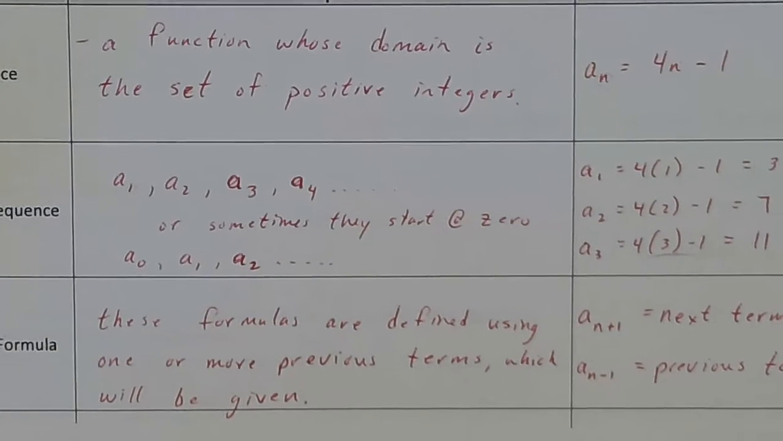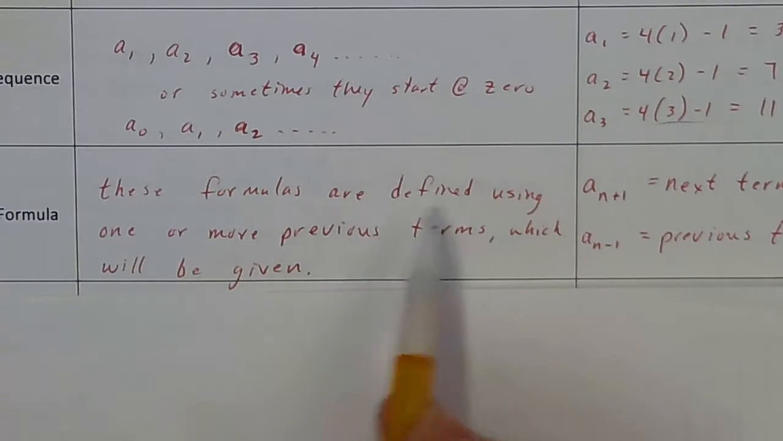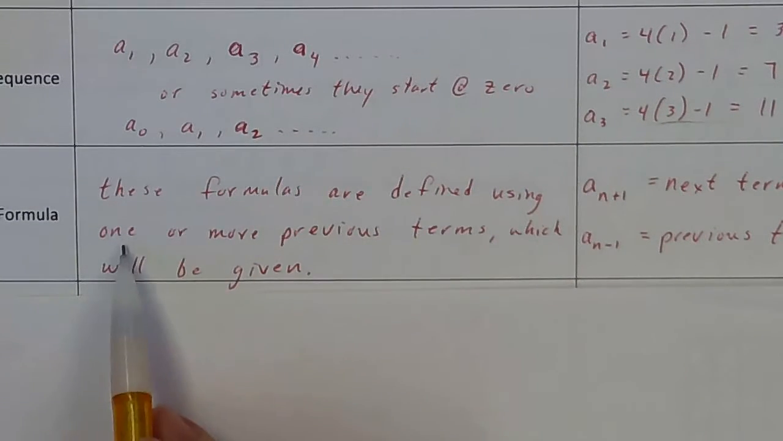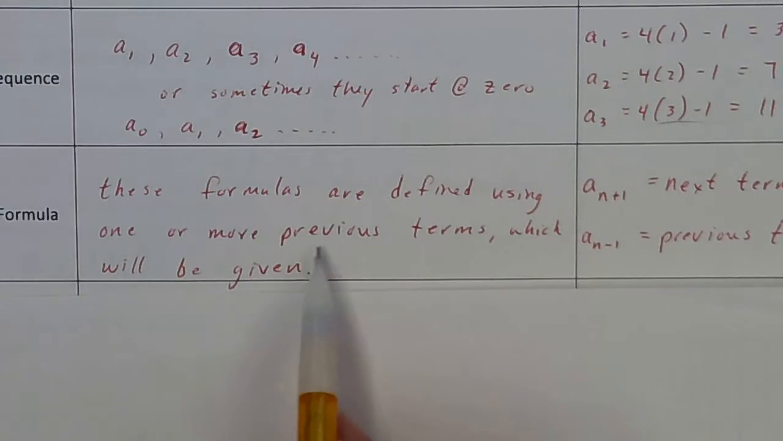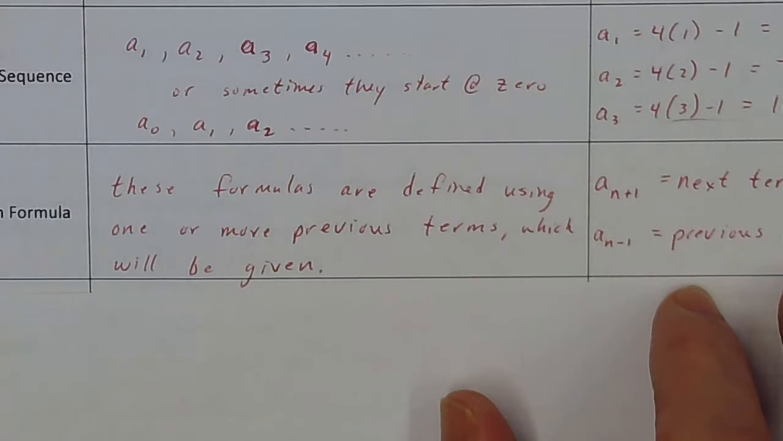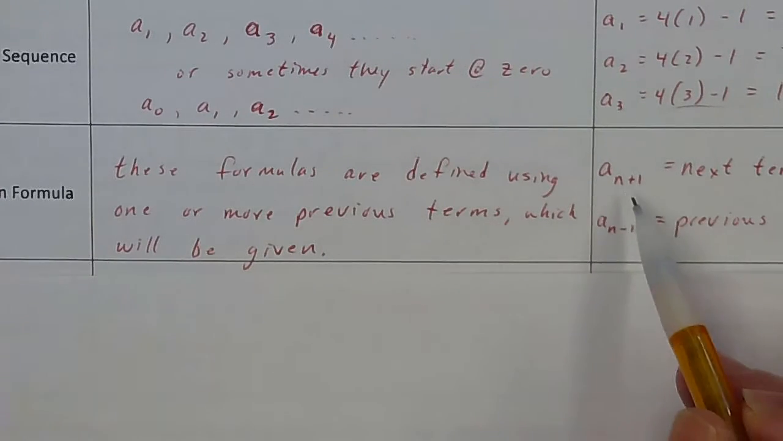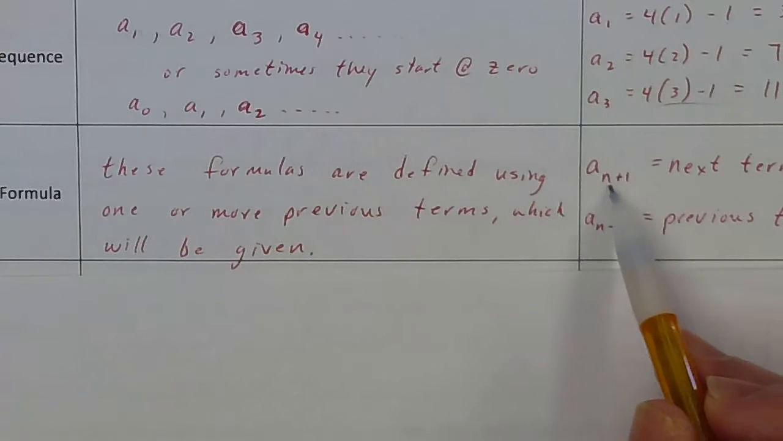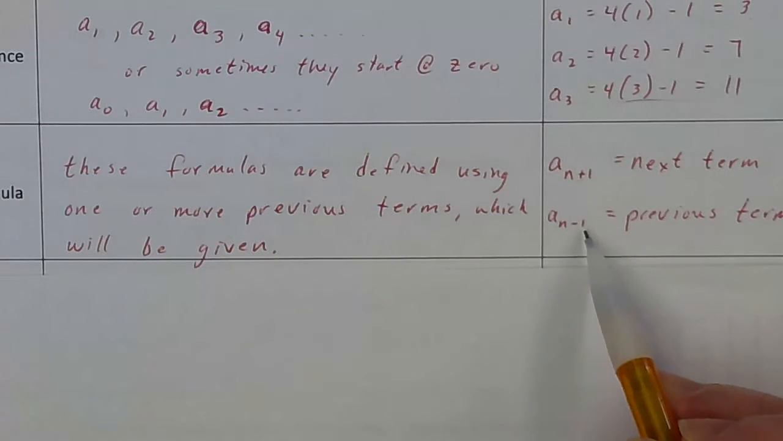Okay, a couple more terms we need to go over. Okay, recursion formulas. These formulas are defined using previous terms, sometimes 1 or more, typically just 1. All right, so they're defined using previous terms, which will be given to you. You don't have to figure that out. And they're denoted this way. So if you see an a sub n plus 1 down here, that means the next term. If it's a sub n minus 1, it's the previous term.